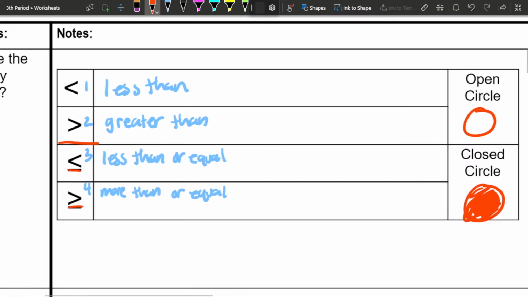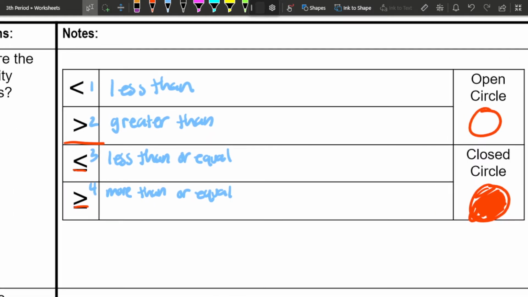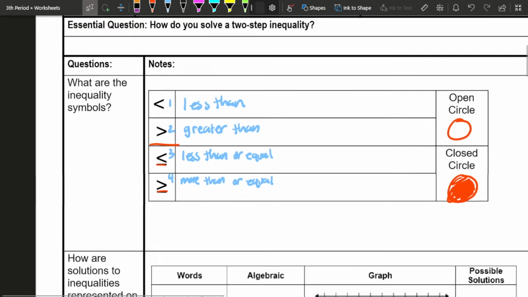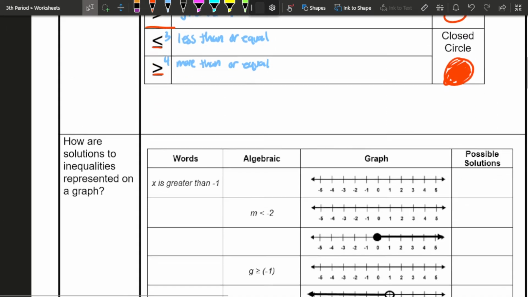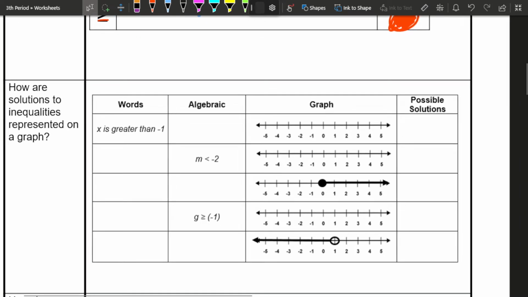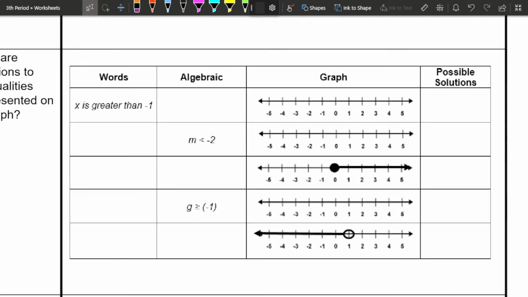So basically, the main difference is that on 1 and 2, whatever answer you get is not included in the solution set, and on 3 and 4, the answer that you get is included in the solution set. That's what it means. Okay? So we have a few examples right here. The next part, we have words, algebraic, a graph, and possible solutions. So we're going to go over all of this.